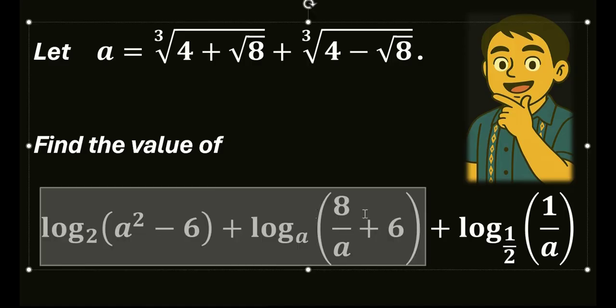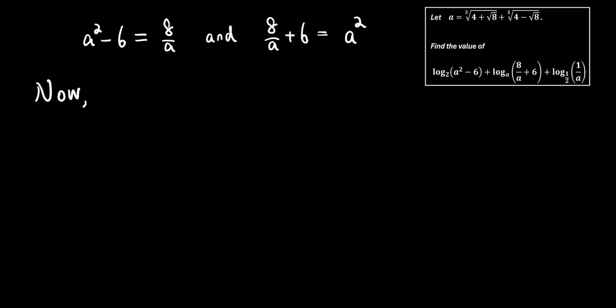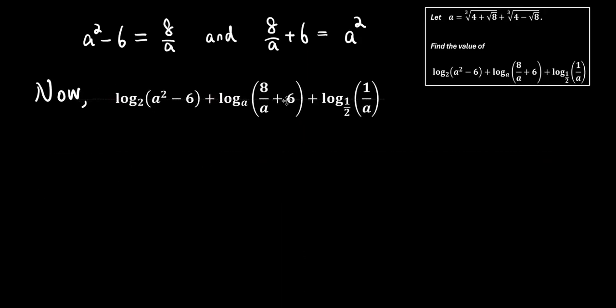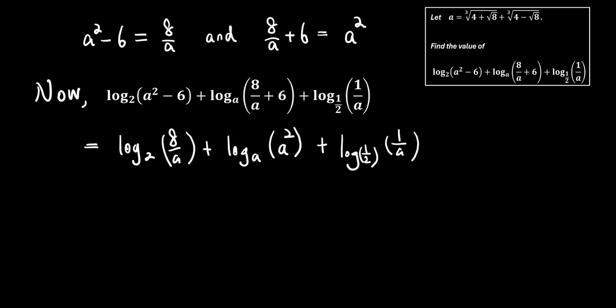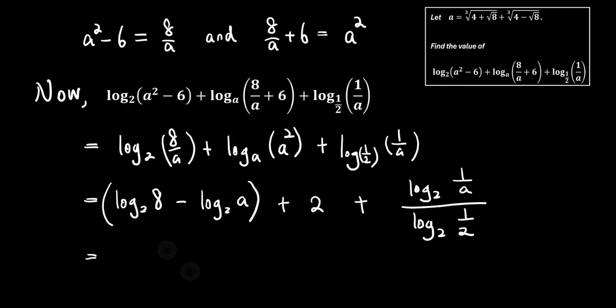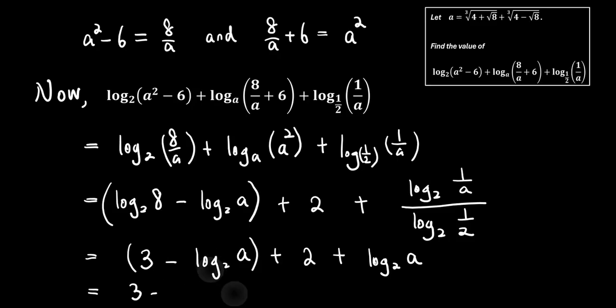Now we substitute into the original expression, which simplifies using the change of base formula. So we get, this becomes 3 plus 2 equals 5.